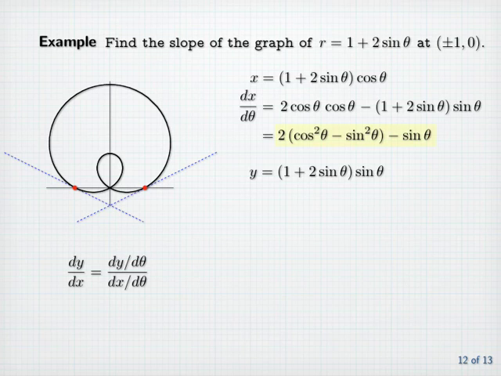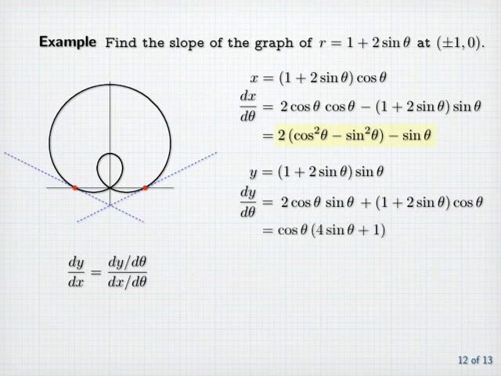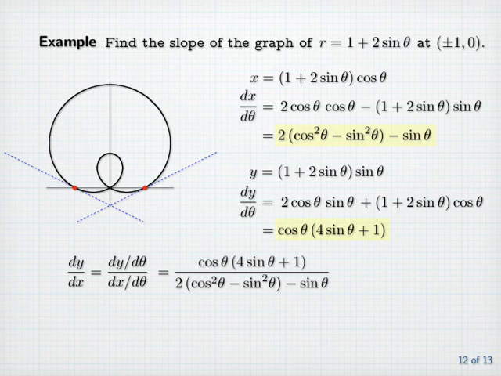Similarly, dy/dθ equals 2 cosine θ times sine θ plus 1, plus 2 sine θ times cosine θ, which simplifies to cosine θ times (4 sine θ plus 1). So we write dy/dx by putting dx/dθ in the denominator and dy/dθ in the numerator. Now let's evaluate dy/dx at θ equals 0.